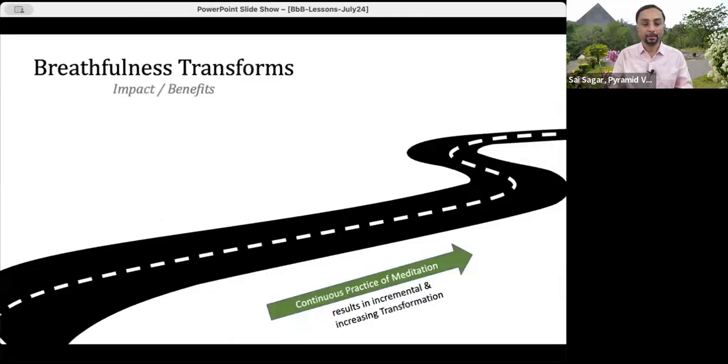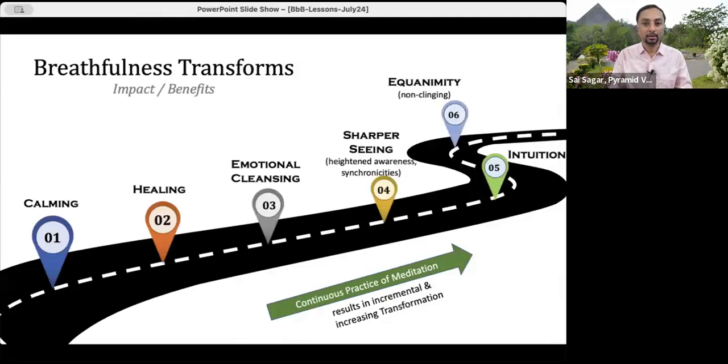And we also saw breathfulness. As we continue to practice breathfulness, it takes us on this journey. Initially, the mind calms, then we observe some healing. I'm sure some of you have felt body pains being healed, better sleep during the last 11 days, and a reduction in the amount of your eating. So healing, a lot of emotional cleansing happens. You are able to see things as they are, not with your colored glasses of the past. And synchronicities happen, heightened intuition. We are able to take decisions through our intuition, like we saw yesterday.